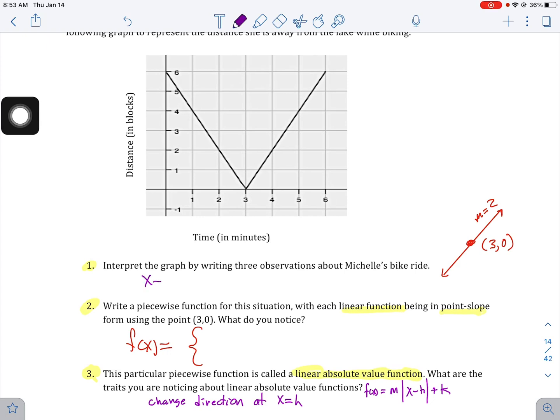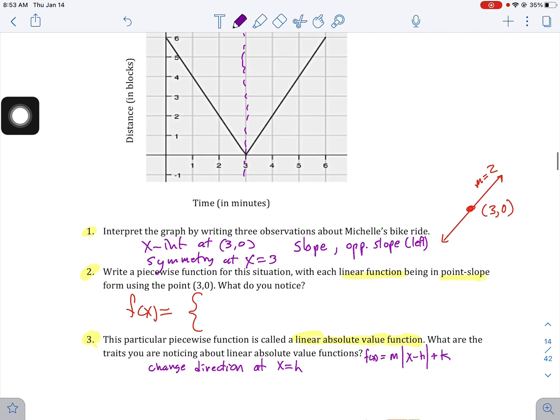I'm noticing an x-intercept at (3, 0). I'm noticing a symmetry at x equals 3. I also notice there is a slope and then the opposite of the slope on the left. Okay, so there's a change of direction at that x-intercept.